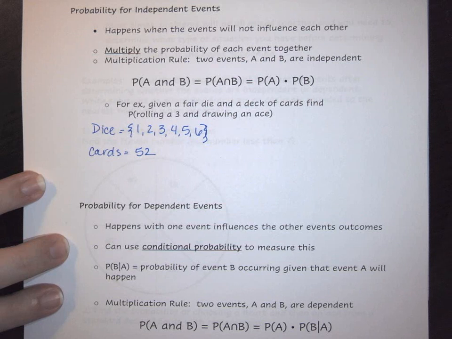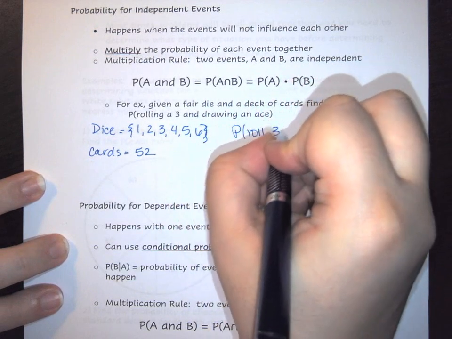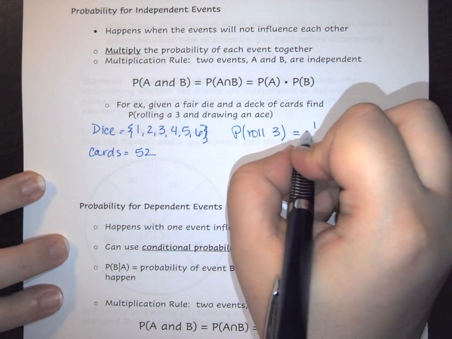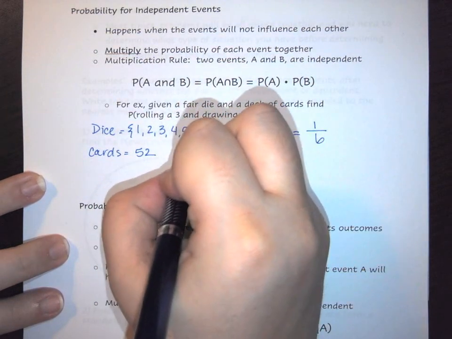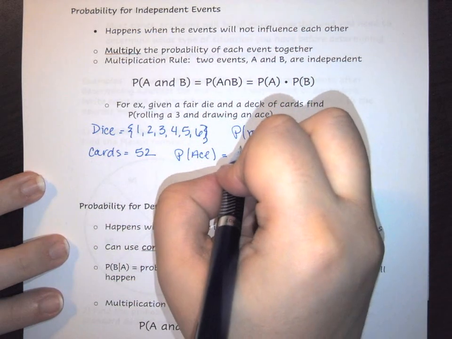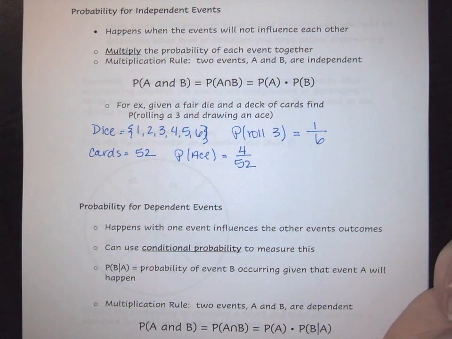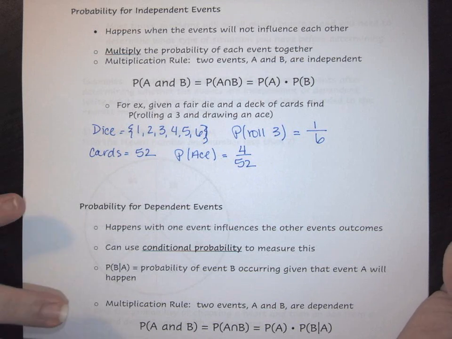So what we have to do here is first find the probability that we're going to roll a 3. To roll a 3, I have one choice out of 6 total options. And then I need to look at the probability of finding an ace. In this case, I have 4 aces out of my 52 cards. Now, the probability of rolling a die and the probability of selecting a card are independent events. Rolling a die is going to have no effect on the card that I choose and select.